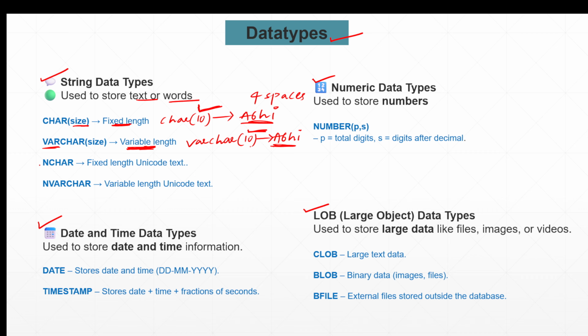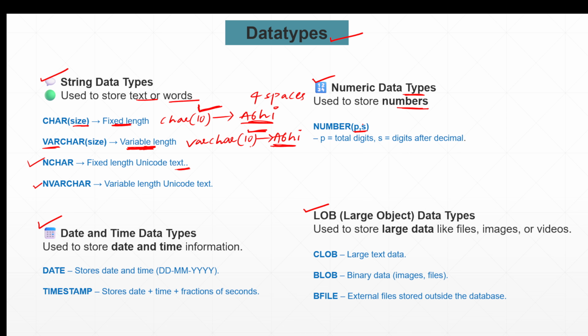Coming to nchar and nvarchar. These are used to store Unicode text, which means they can store data in multiple languages like Hindi, Telugu, or Tamil. So remember, char is fixed length and varchar is variable. Understood? Next, we have numeric data type. It is used to store numbers. The most common one is number.